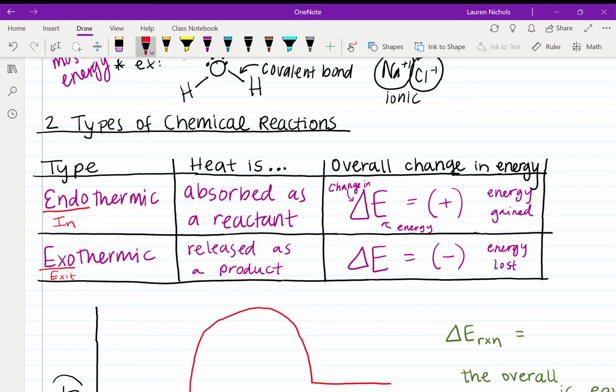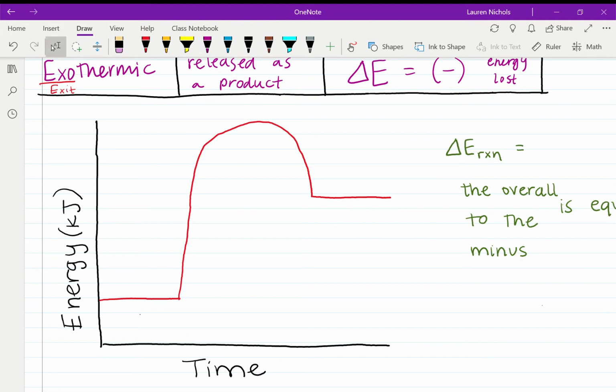Now, you can recognize these by two different graphs. This first one is the graph of an endothermic reaction.